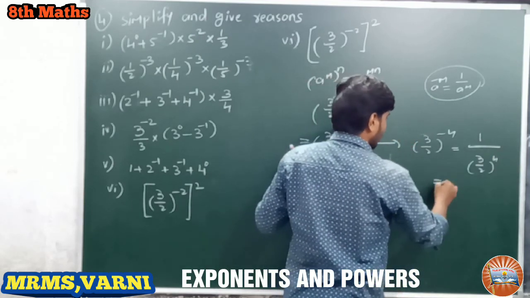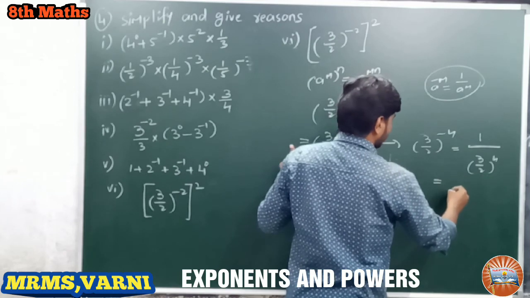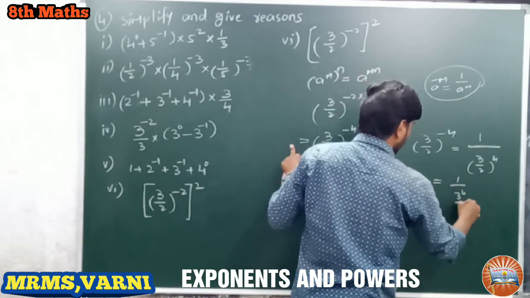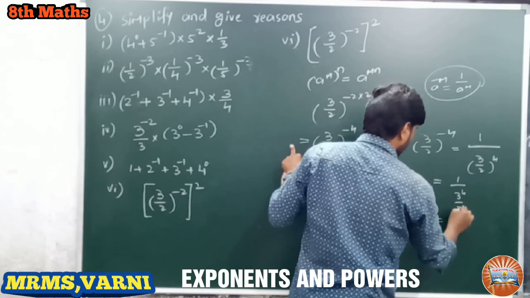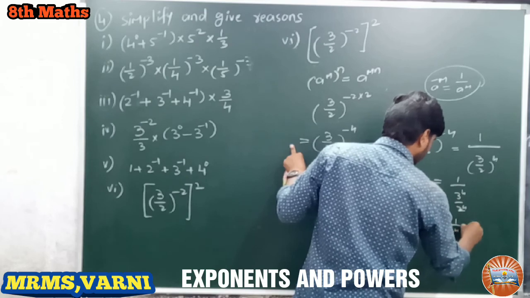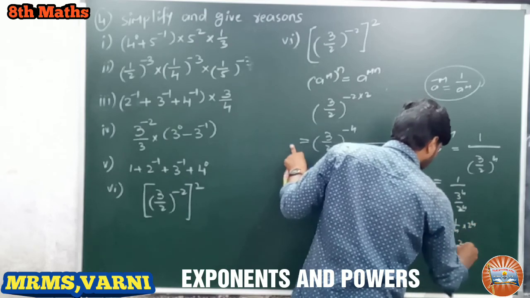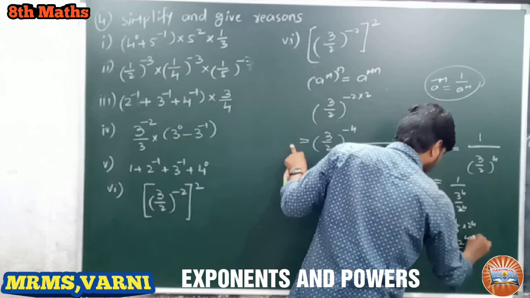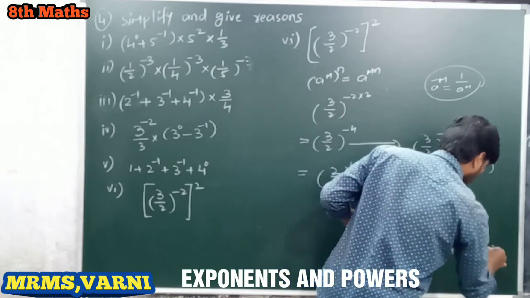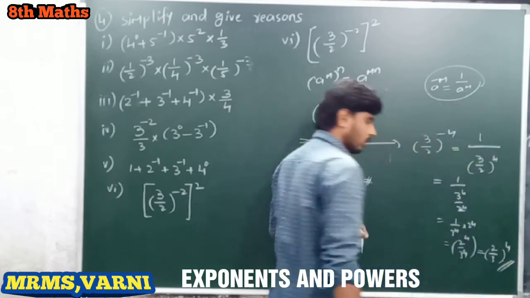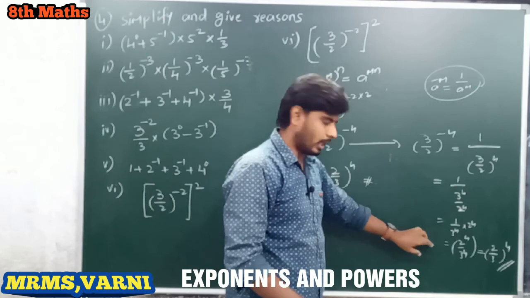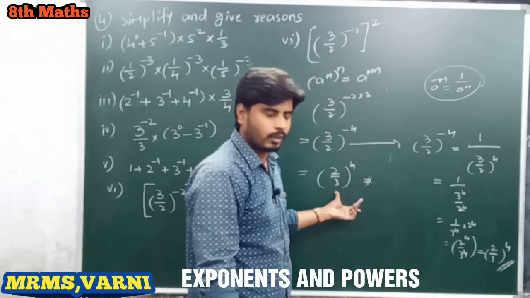Okay, nothing but, so 1 by 3 power 4, 2 power 4, it becomes 1 by 3 power 4 by 2 power 4, that is 2 power 4 by 3 power 4. Okay, this we can write again 2 by 3 whole power 4. Okay, this takes these steps. That's why I have used the formula directly here. Okay, right.